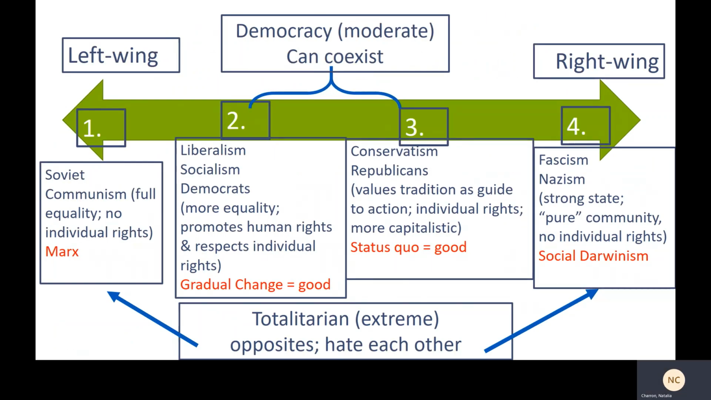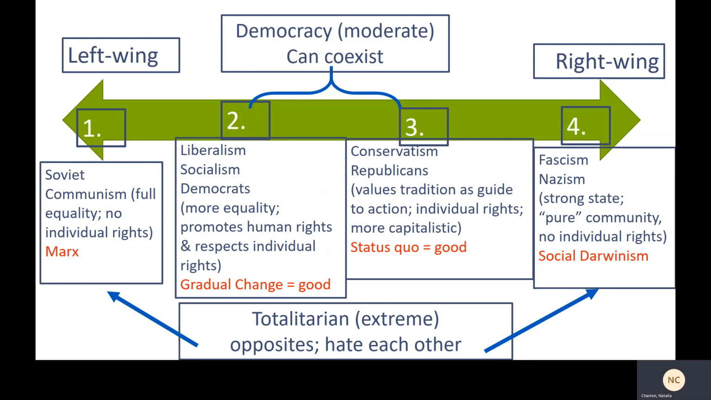Another way we can look at this is on a spectrum. So this might actually be a wonderful thing to have in your notes. And this is the last slide, I promise. We can think of ideologies on a spectrum of left to right. On the far left, we have Soviet communism, which aims for full equality with no individual rights, based on the ideas of Marx, but combined with a totalitarian government, which makes things really, really scary.